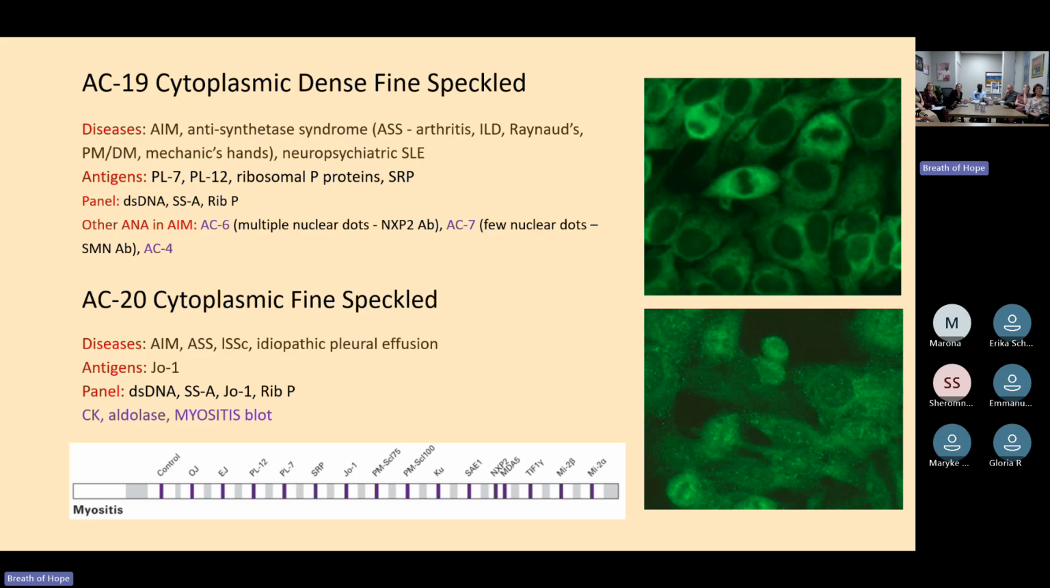All right, so I did mention that it can be quite difficult to distinguish between an AC19 and an AC21, the one that was on the previous slide. It doesn't look like it because this is one that's quite smooth, but sometimes it has a coarser kind of character about it. All right, so we can do a few, we'll do double-stranded, SSA, JO1 and ribosomal P. If none of those comes up, then we'll suggest that you correlate with your CK and the aldolase. Sometimes the CK is normal, but the aldolase is elevated, and then with your blood.